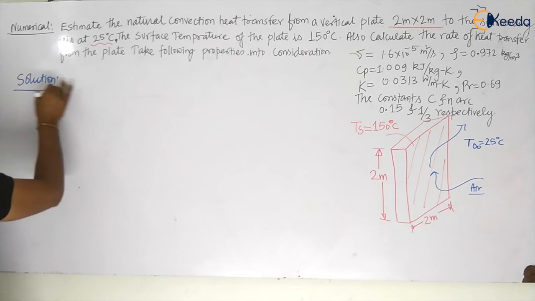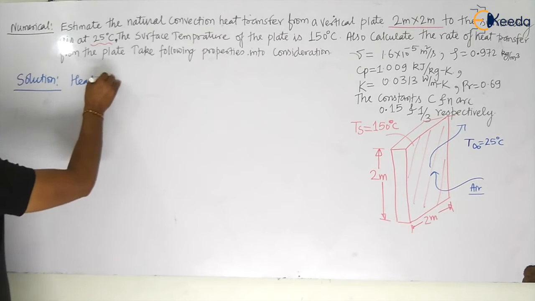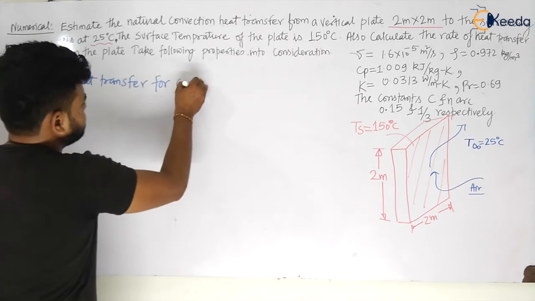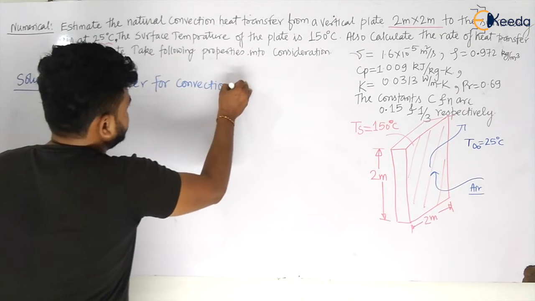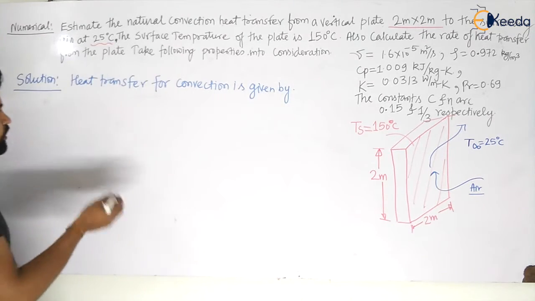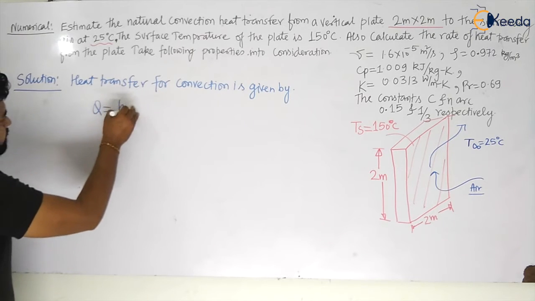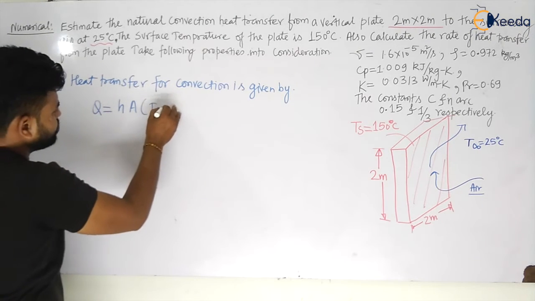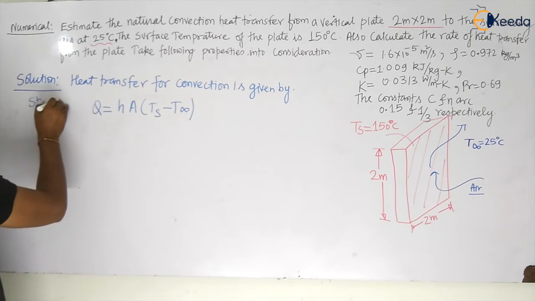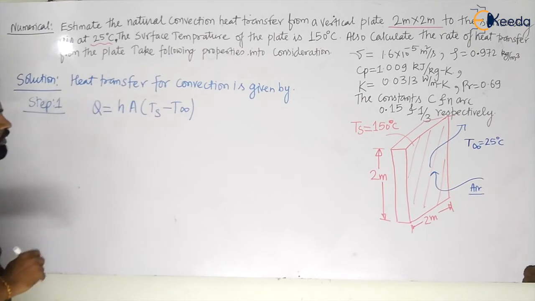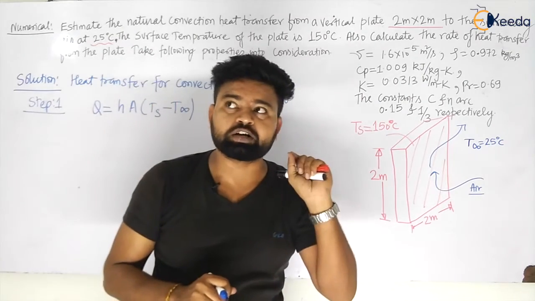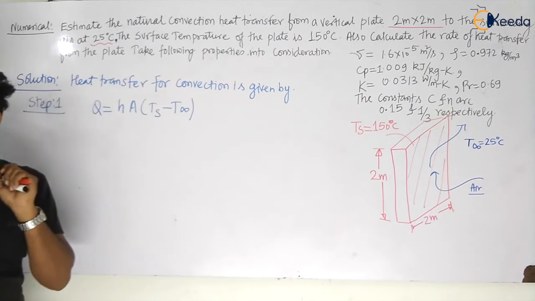So the heat transfer for convection is given by Newton's law of cooling, that is given by hA into Ts minus T infinity, my dear students. That was your, let us say, step 1 for natural convection. Now, you don't know the value of h, that is the heat transfer coefficient. He has not given it, my dear students.